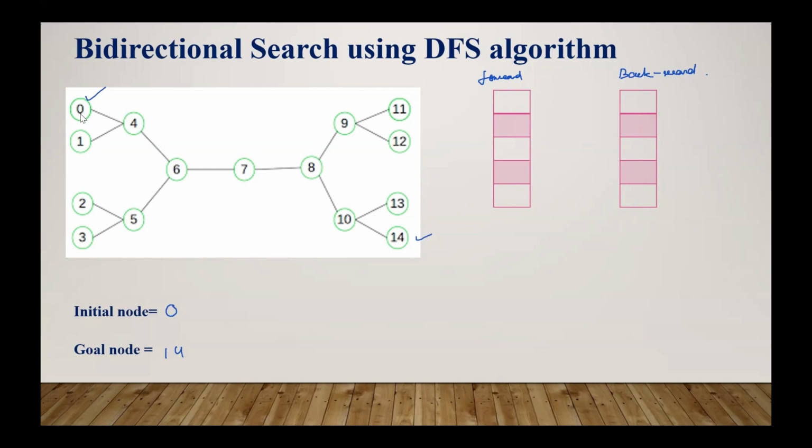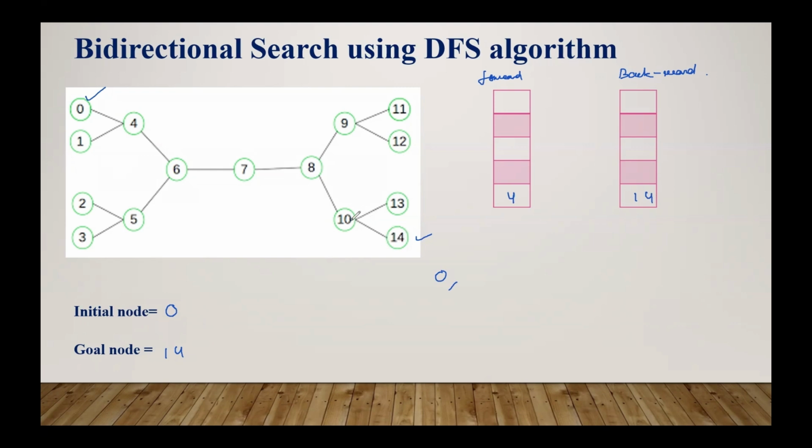So for example, this is for the forward direction, this is for the backward direction. As we know, first we have to start from this node, so we push the 0 here. Now here we have to push the 14. Now we make 0 a visited node and push all its successors here. So I mark this one as visited. Then all the children: it has only one child, that is 4. Now 4 is inserted into this stack.